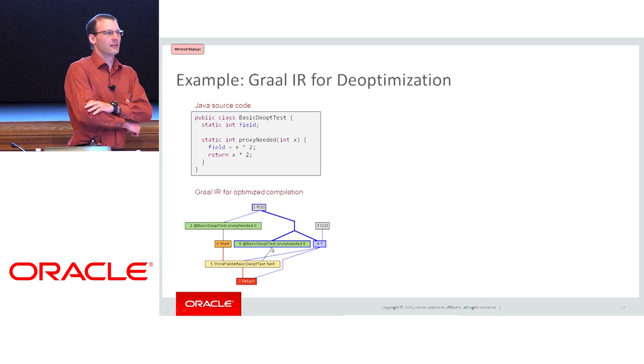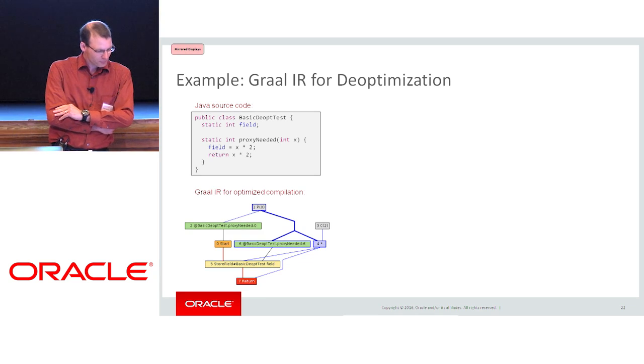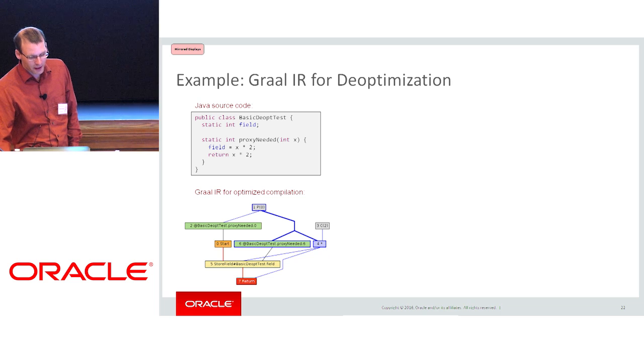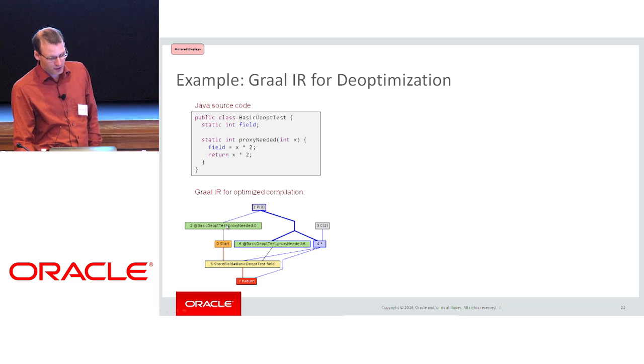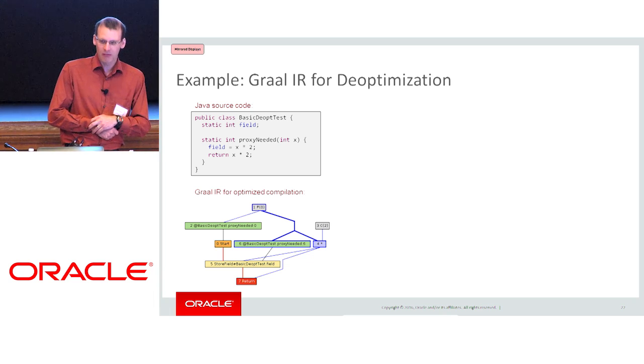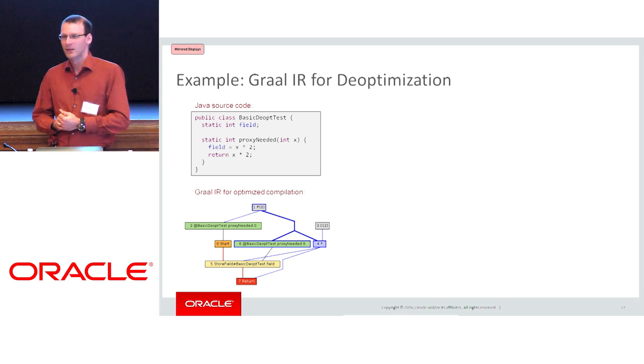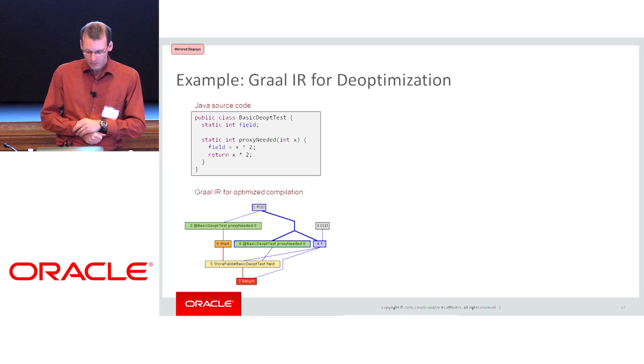What you have in green in this Graal graph are the frame states for de-optimization. You say if you want to de-optimize to the beginning of the method, then you need to de-optimize to the method proxy needed at bytecode index 0, which is the beginning of the method. And when you de-optimize to this point, then you have to fill the first local variable with this parameter, because the method parameter is also the first local variable according to the Java specification.